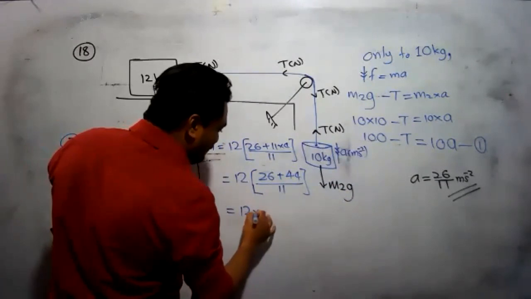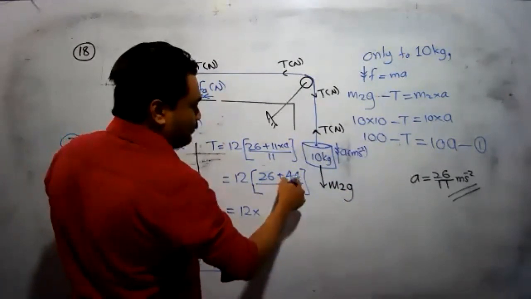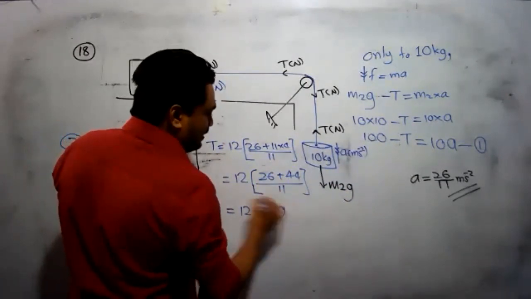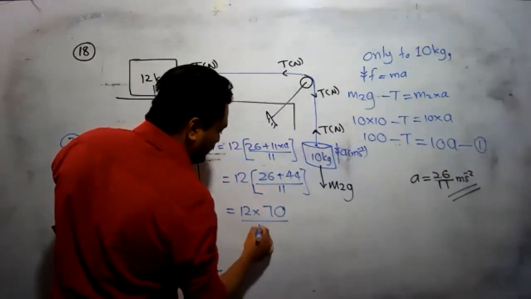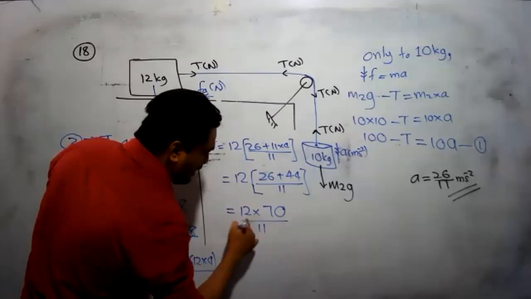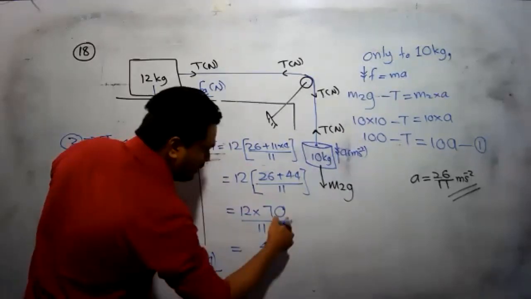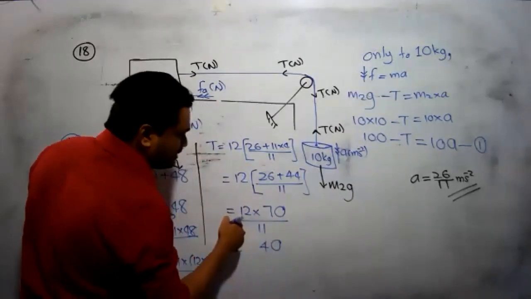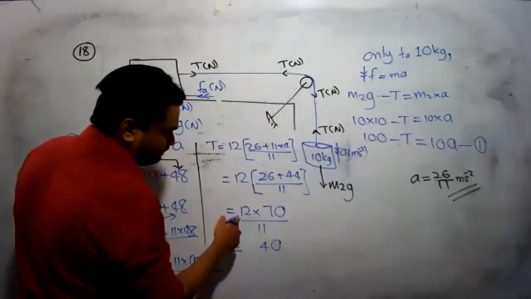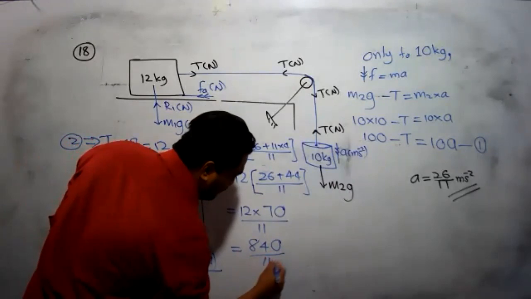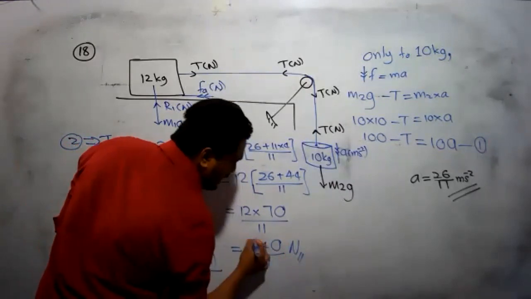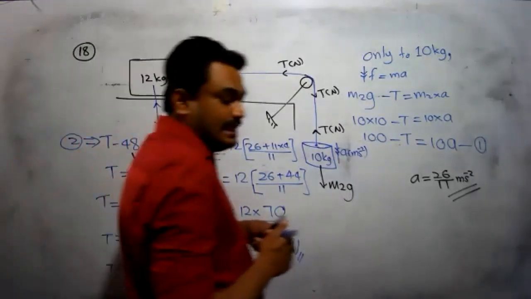Look at the board. This is 12 times 26 plus 44. 6 plus 4 is 10. 4 plus 2 is 6, plus 1, 7, divided by 11. 7 times 2, 14. The 0 is there. 7 plus 7 times 1, 7, plus 1, 8. 840 divided by 11 Newton. So this is the answer for question number 18.